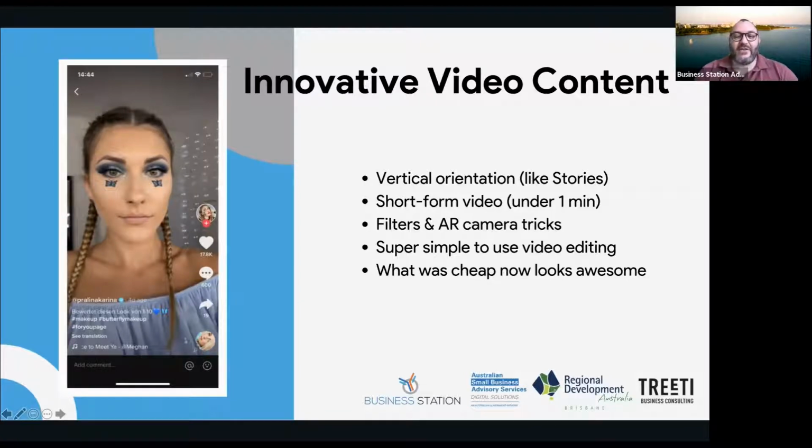Very well done. They're things that once upon a time were camera tricks that we thought were really cheap and nasty. Now they look really awesome. So, for instance, putting things over the top of you, putting a face filter on your face, putting different things like birds chirping on your shoulder, anything like that. Those little camera tricks are really popular.